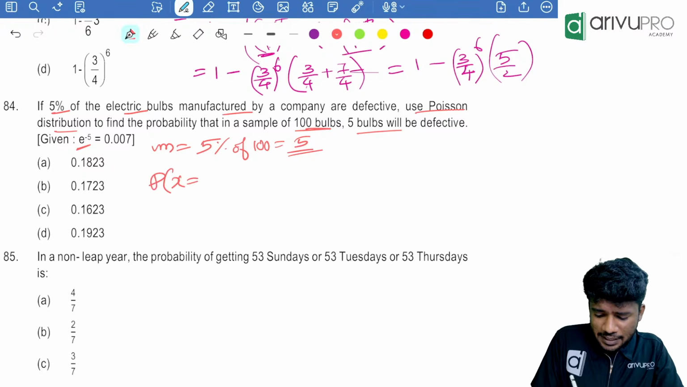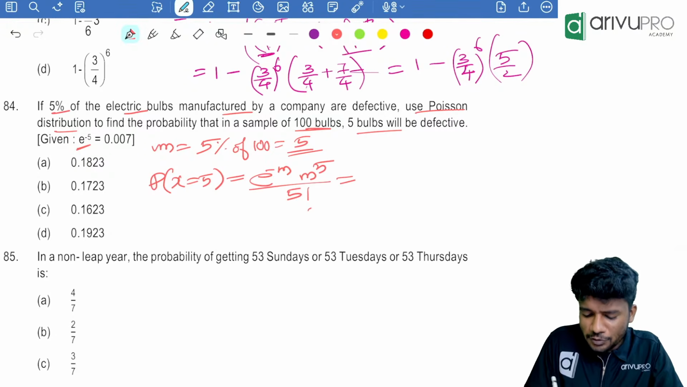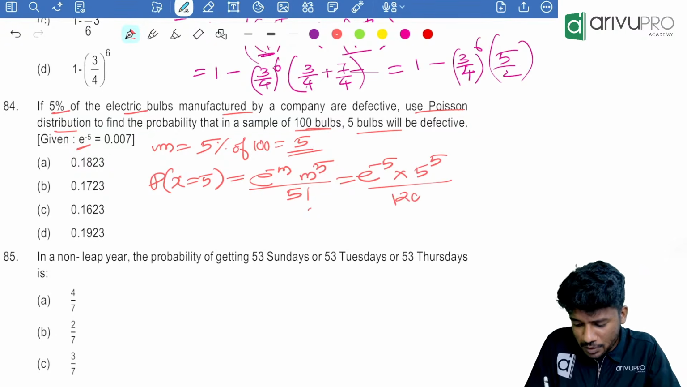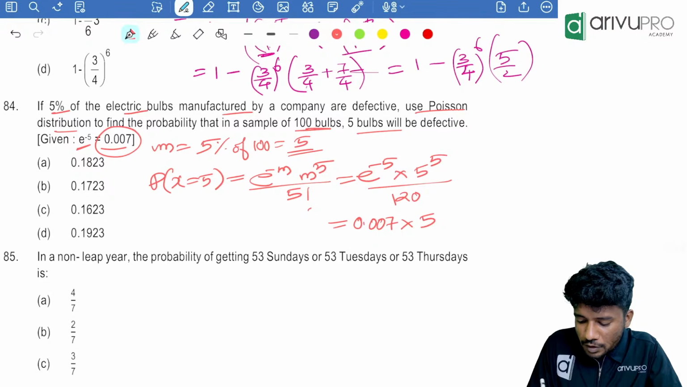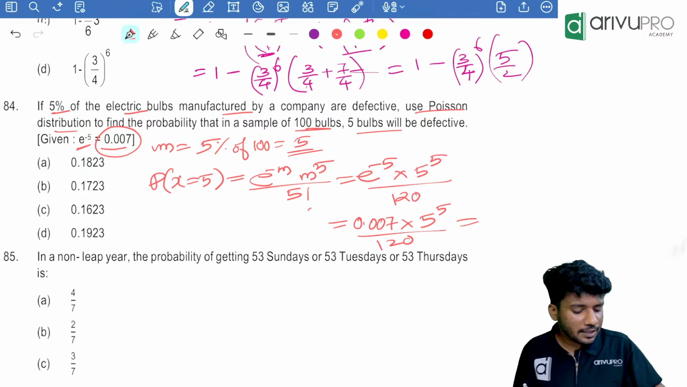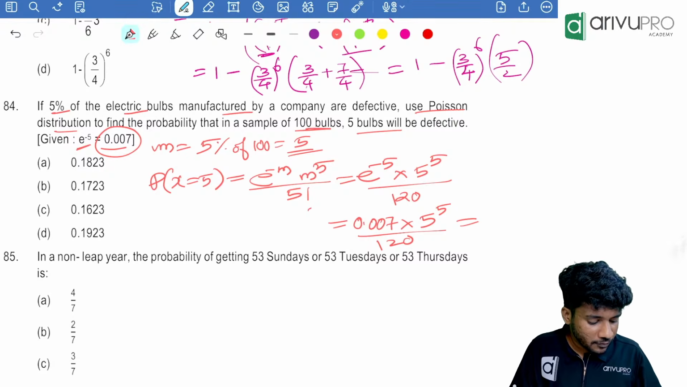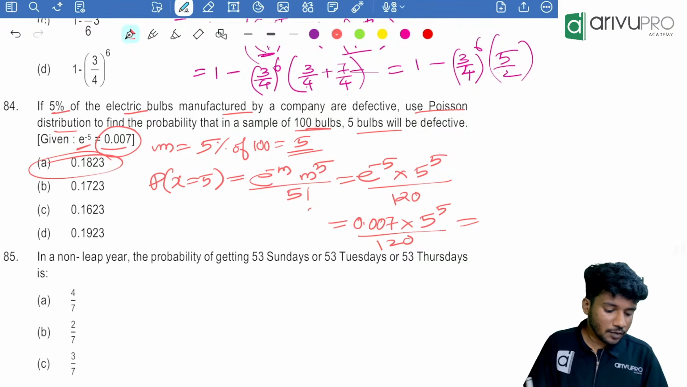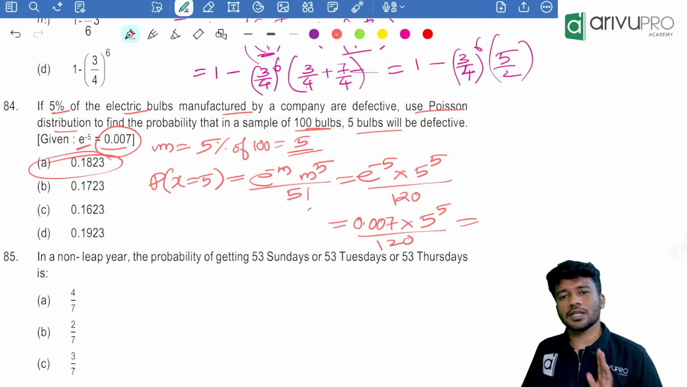That means P of X equal to 5 is how much? e raised to minus m, m raised to 5, divided by 5 factorial, which is e raised to minus 5 into 5 raised to 5 divided by 5 factorial. 5 factorial is how much? 120. Then e raised to minus 5 is already given, 0.007, into 5 power 5, divided by 120. Take your calculator and get me the answer. 5 into itself how many times? 4 times: 1, 2, 3, 4. Multiplied with 0.007, then divide by 120. How much is the answer you are getting, people? 0.1231229, which is nothing but 0.1823 rounding off.